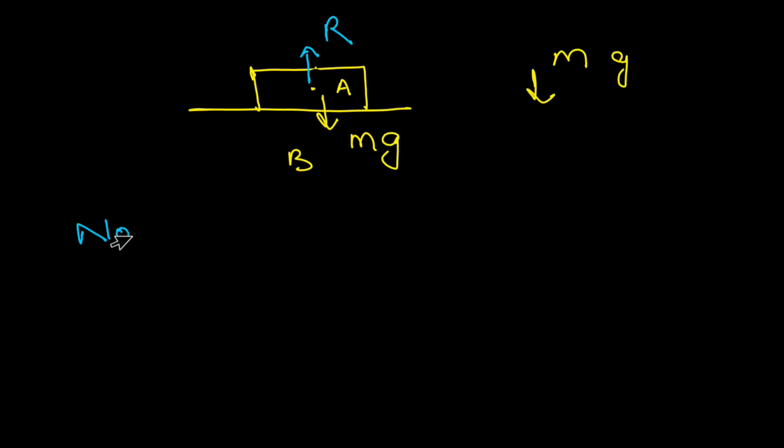So normal reaction is R, and it is calculated using Newton's third law of motion. So for this we will first find out how much force is body A applying on body B, and then the same force would be applied on body A by body B.